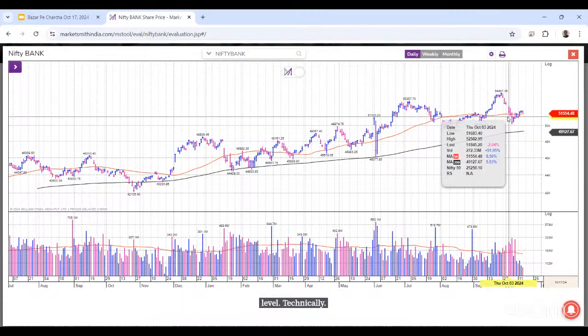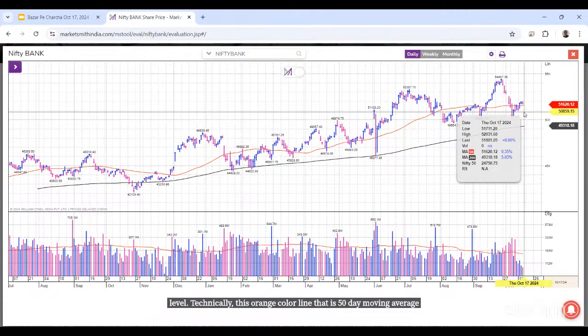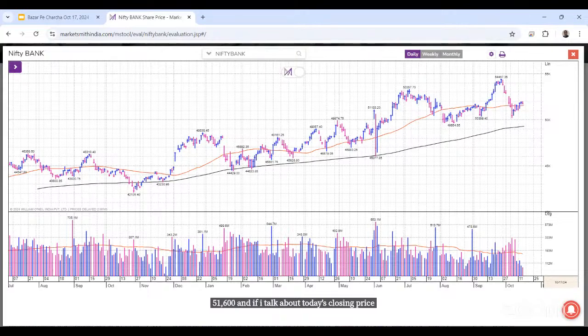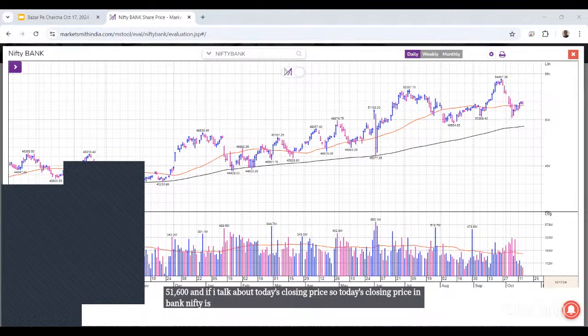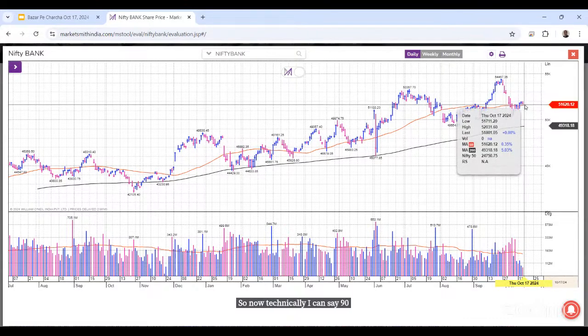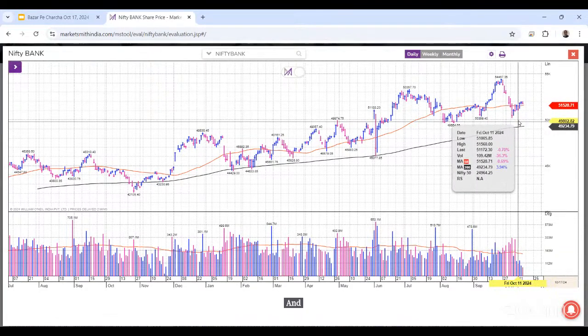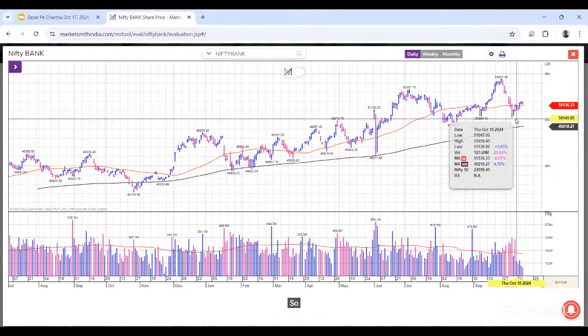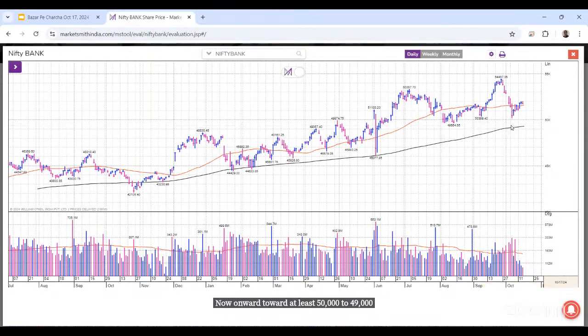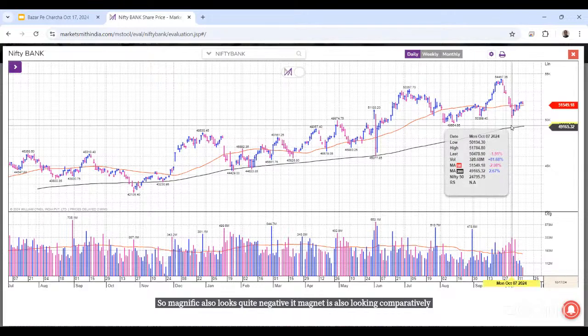Technically, this orange color line, that is the 50-day moving average, is currently placed around 51,600. And if I talk about today's closing price, today's closing price in Bank Nifty is around 51,200, 300 zone. So now technically I can say it has again moved below the 51,500, 600 zone, that is the 50 DMA. And maybe the overall placement and everything is there. So maybe Bank Nifty is also looking quite negative from now onward, toward at least 50,000 to 49,000 kind of level, at least in the coming couple of 2 to 3 weeks. So Bank Nifty is also looking comparatively negative at the current point of time.